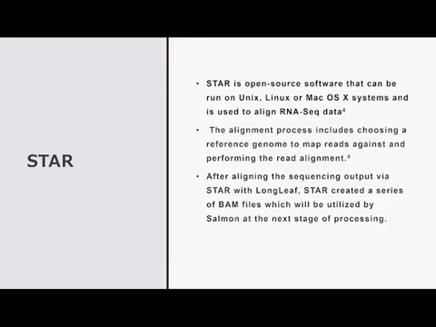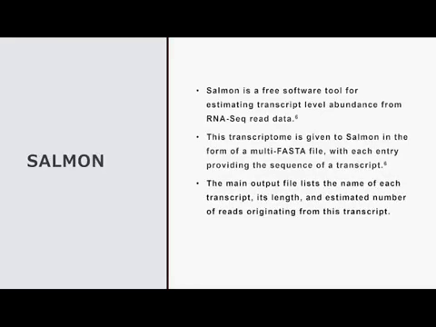After I got the output files from STAR, I used Salmon to read those files, and Salmon is also a free software tool, fortunately, for estimating transcript level abundance from RNA-seq data. After reading in the files from STAR, it provided multiple different TSV format files listing the name of each transcript, its length, and its abundance in terms of raw count.